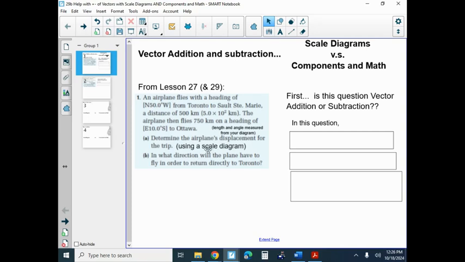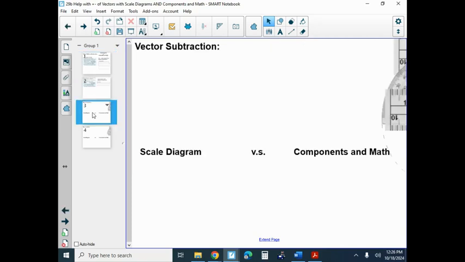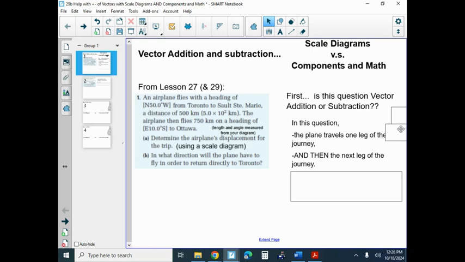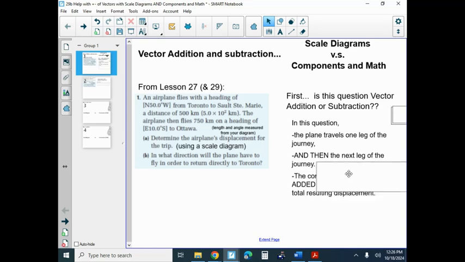And the first way of doing this is going to be with a scale diagram, and we're going to do it with components of math and compare the results. So first of all, the question as it's written, is it a vector addition or subtraction? Well, we need to look at what we're given, right? In this question, the airplane flies a first leg of the journey, and then after that, it flies another leg of the journey. The total displacement would be the combination of those two, what those two journeys add up to be, right?